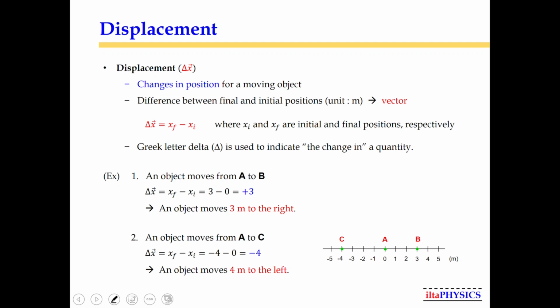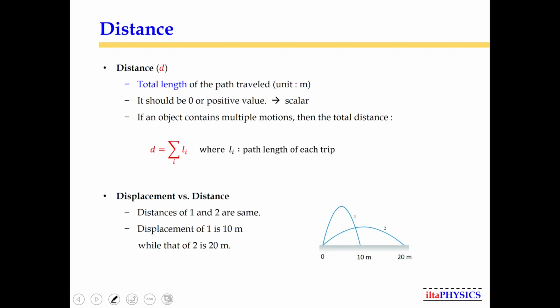Let's think back to the same example from the previous slide. If an object moves from A to C to the left, the displacement might be minus 4 meters, but the distance is 4 meters. If the motion includes several segments in different directions, then the total distance is the sum of all the path lengths.